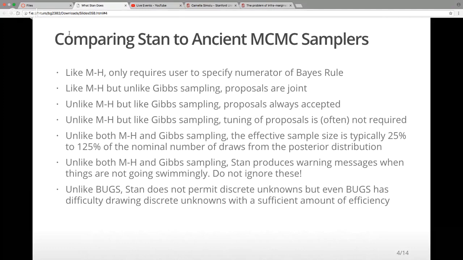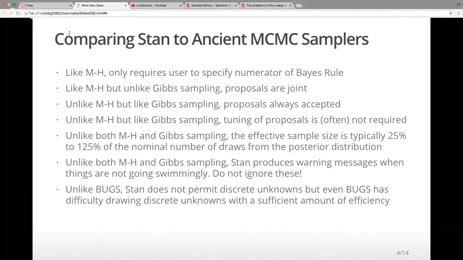Unlike both of those, Stan will give you warning messages when it feels like something bad is happening. So don't ignore those. This is one of the biggest things, it's a good thing about Stan that a lot of people are annoyed about. It tells you when things are going wrong, as opposed to BUGS or Metropolis that just go wrong silently.